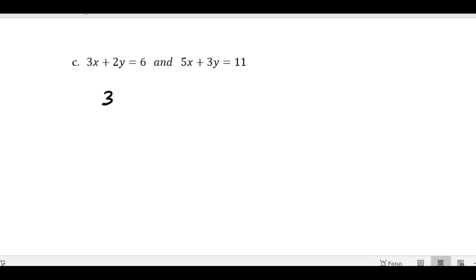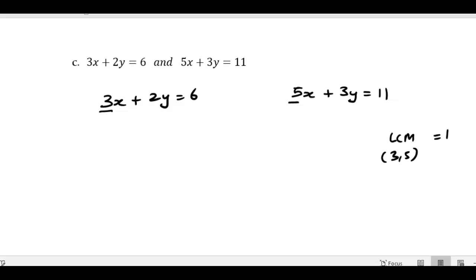So the two equations I have are 3x plus 2y is equal to 6. And the second equation that I have is 5x plus 3y is equal to 11. Now, given that we've decided to eliminate x, we're going to try and make the coefficients of x in both equations the same. So the coefficients are 3 and 5, and the lowest common multiple between 3 and 5 is 15.